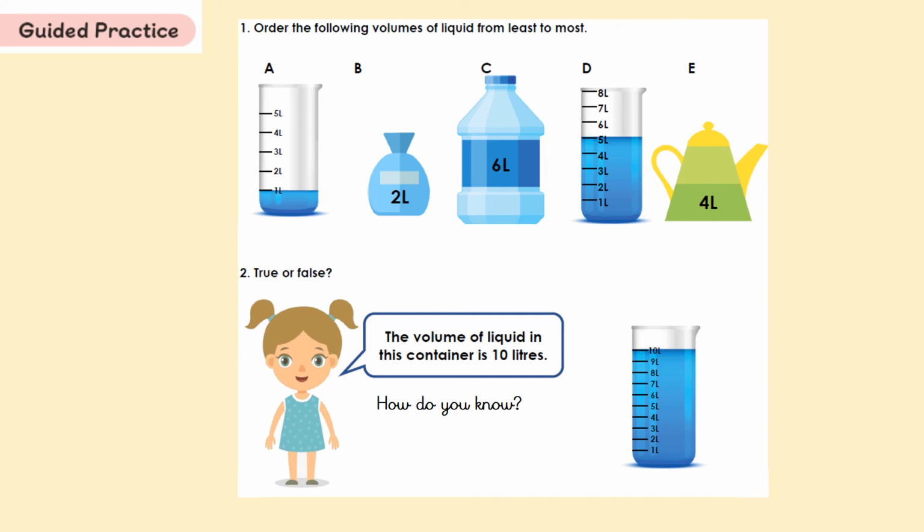So it's time for your guided practice now. There are 2 questions here. One is asking you to put some different containers in order. Read the order carefully from least to most. And then you've got a true or false question. And as always, I've added in how do you know? Because I don't just want an answer of true, false. I want you to use your amazing maths knowledge and your amazing reasoning skills to explain to me why it's true or why it's false.